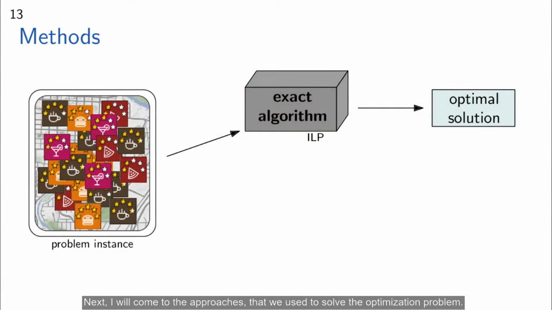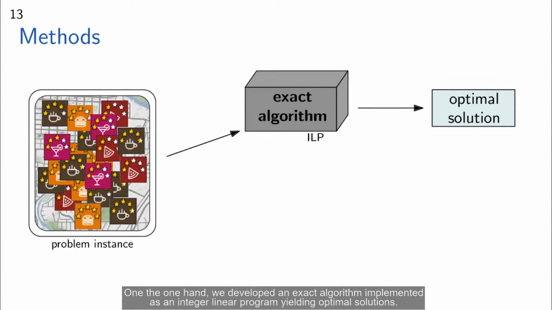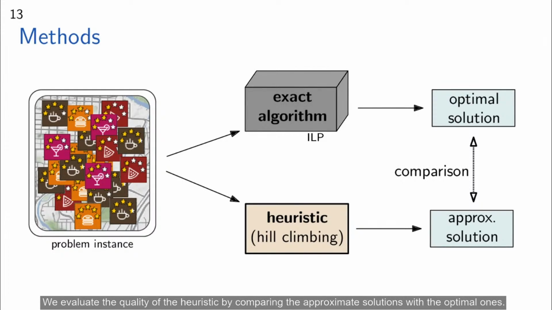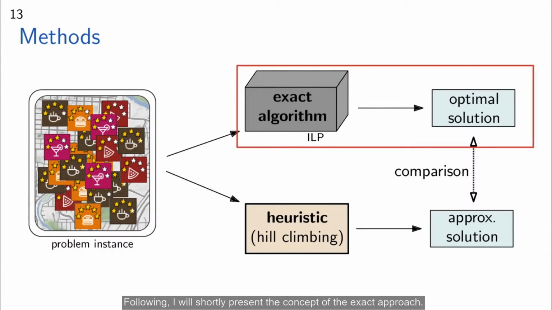Next, I will come to the approaches that we use to solve the optimization problem. On the one hand, we developed an exact algorithm implemented as an integer linear program yielding optimal solutions. On the other hand, we implemented an efficient heuristic using a hill climbing approach. We evaluate the quality of the heuristic by comparing the approximate solutions with the optimal ones. Following, I will shortly present the concept of the exact approach.